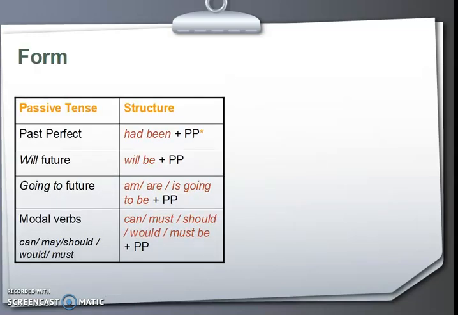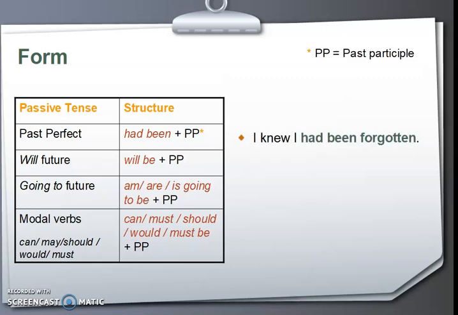For the past perfect, we use had been plus past participle. I knew I had been forgotten. Okay.